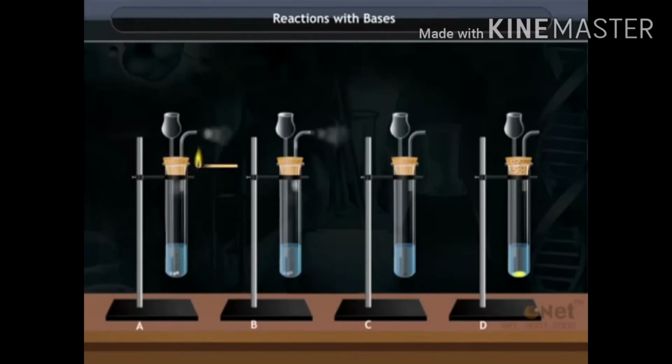Bring a burning matchstick near the mouth of each test tube. What will you find? You will find out that gases formed in tubes A and B burn readily, but nothing happens in tubes C and D. Thus we conclude that metals react with bases to produce hydrogen gas and metal oxides or hydroxides.